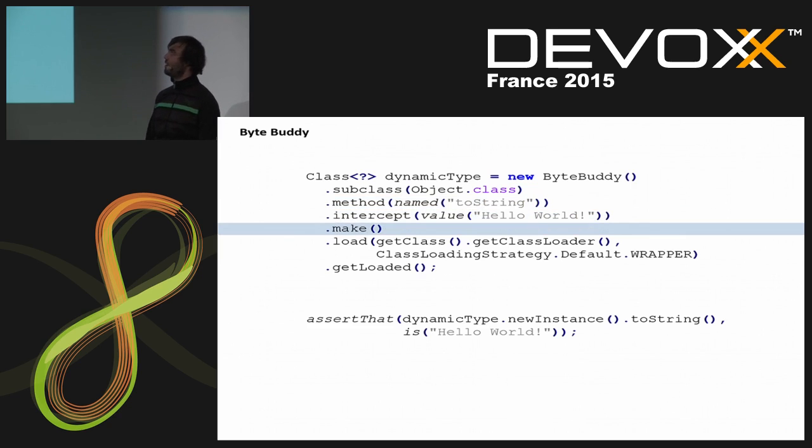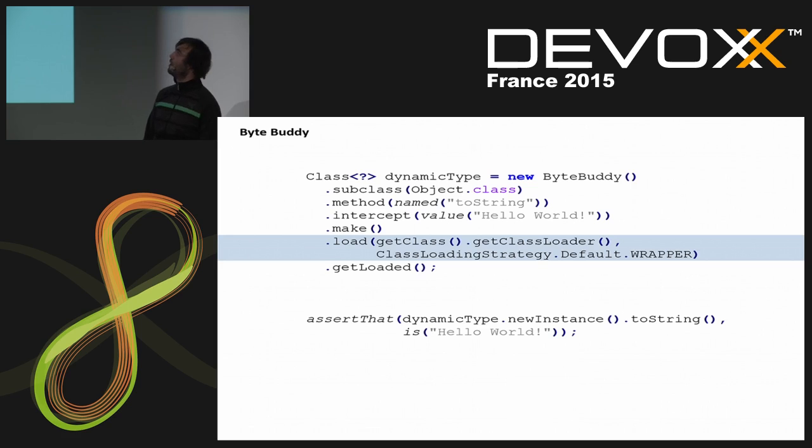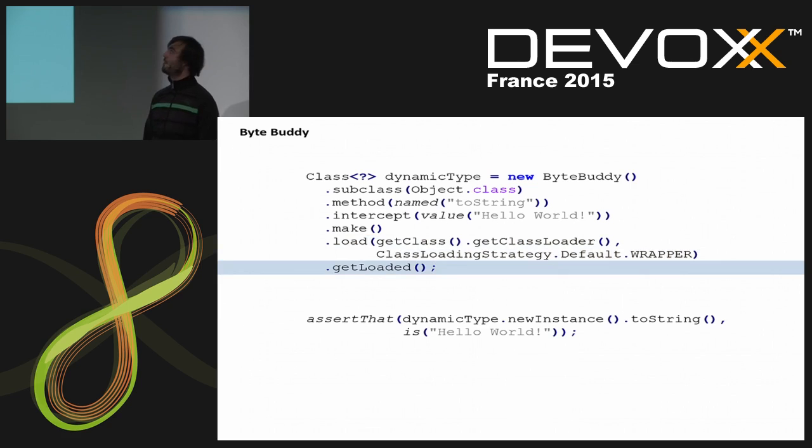Then we can make this class and load it into the class loader of the enclosing context and get the loaded class that we just created. This is then already the Java reflection API. And this, of course, if you do an assertion, we create an instance, we return hello world for you. Obviously, this is easier to use and more safe to use than ASM is.